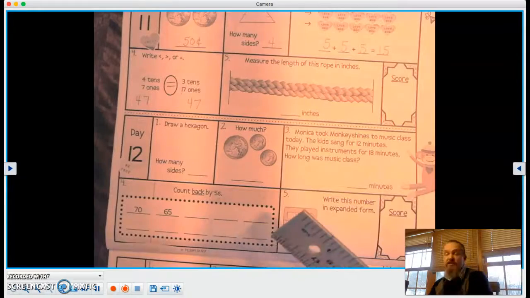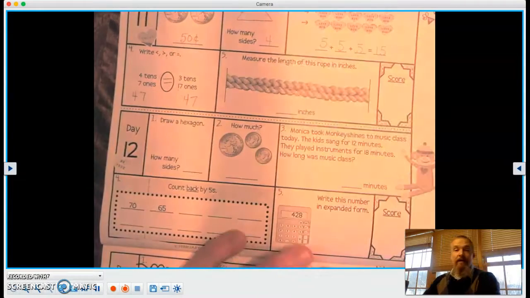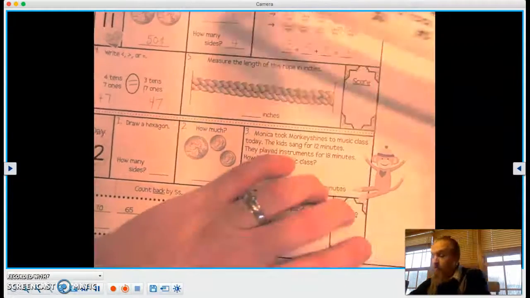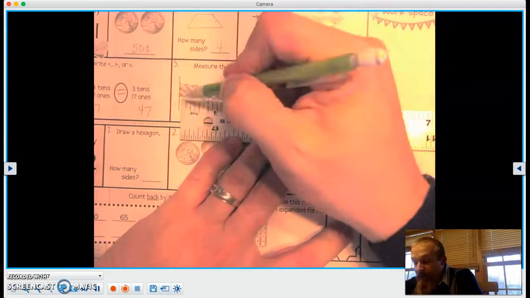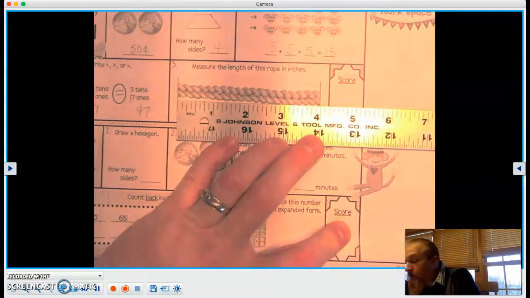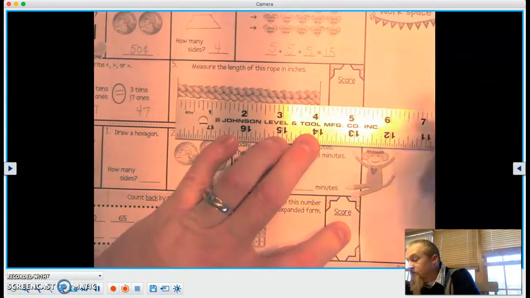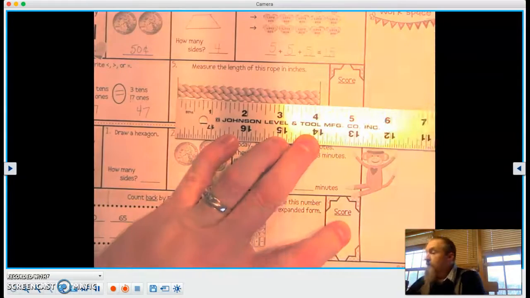All right, I went and fetched myself a ruler. And here we go. Measure this length of rope in inches. So we're going to line it up here with that piece. And I see that this is 4 inches.